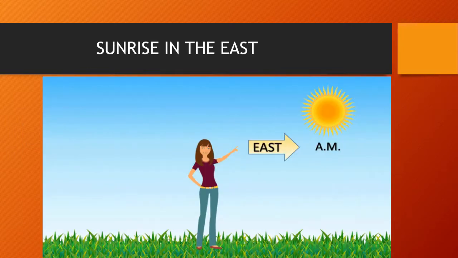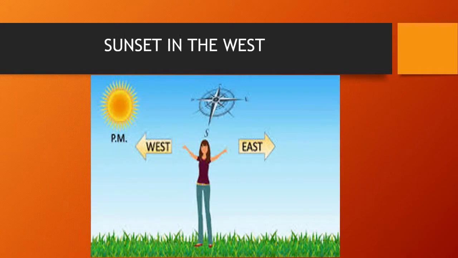Now student, how to figure out directions based on the sun? Let's do this. Take your left hand and point it towards the direction of the sun. Your left hand is now pointing east. Now take your right hand and point it in the opposite direction of your left hand. Your right hand is now pointing west. You are now facing south and your back is toward the north. Isn't it interesting, student?